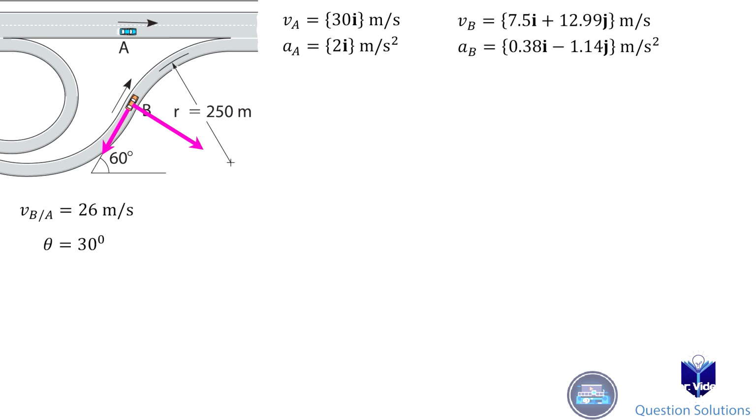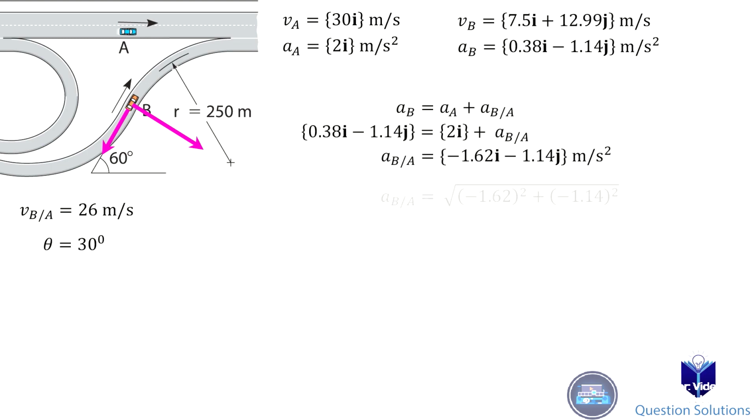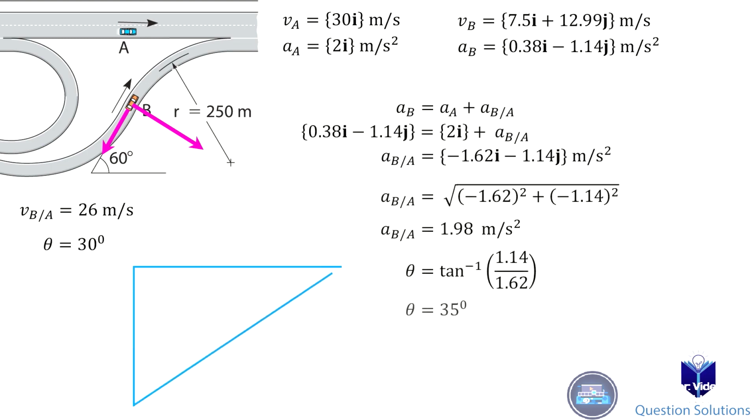For acceleration, we will do the same, using the relative acceleration equation. Plug in what we know and solve. Now let's find the magnitude. The angle can be found using tan inverse. Those are our answers. Thanks.